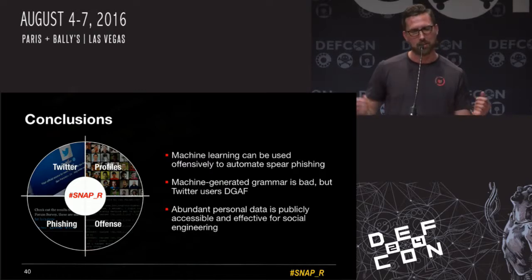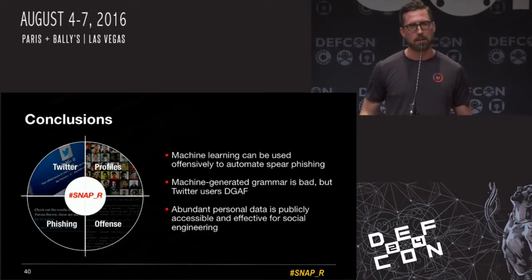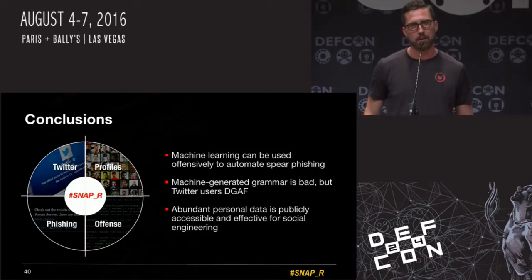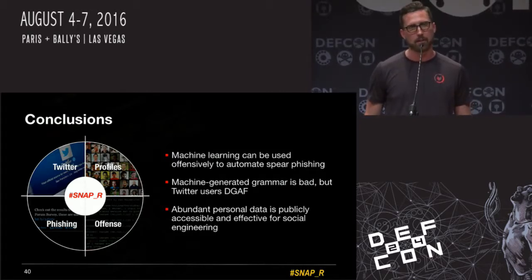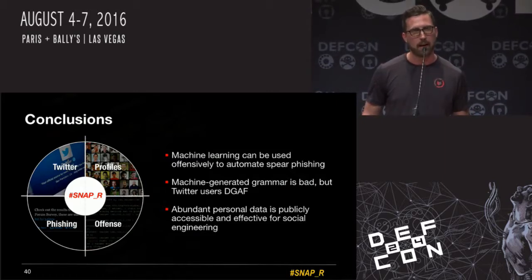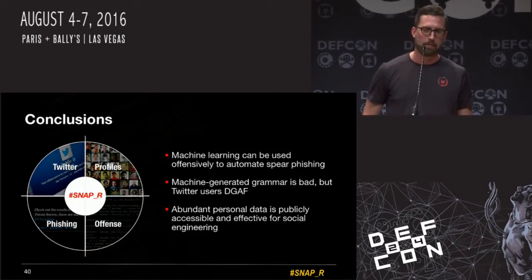And so, in conclusion, ML can not only be used in a defensive way, but you can use it to automate an attack. Twitter is especially nice for this kind of thing because people don't really care if the message is in perfect English. It's slang-laden, it's abbreviation-laden, and these things actually help the accuracy of our tool. And finally, data is out there, it's publicly available, and it can be leveraged against someone to socially engineer them.